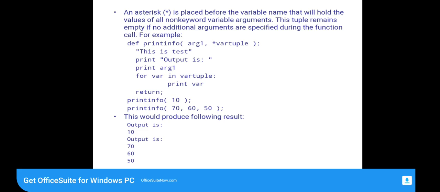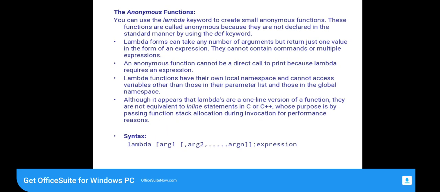Here is an example. For example, def print info argument 1, variable tuple. This is a test. The output is print argument 1. So here we are using a for statement also. First the print info function will produce the value 10. Then the second print info call will show the result 70, 60, then 50.